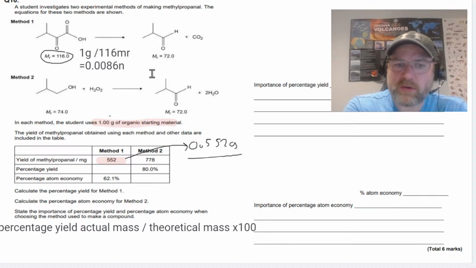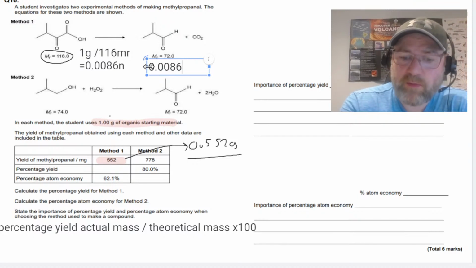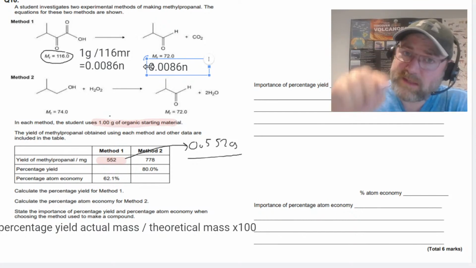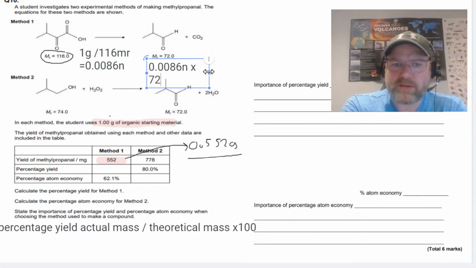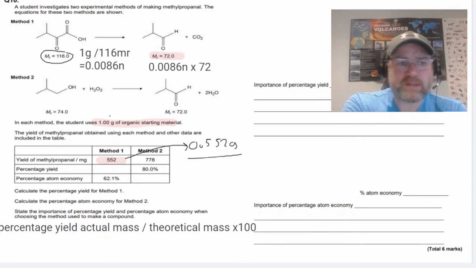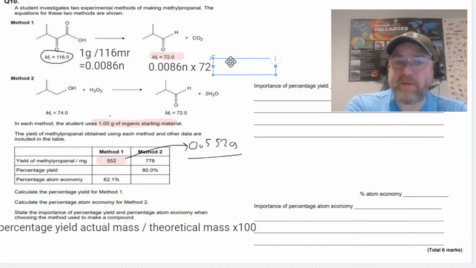What does this tell me? If I carry this out properly, I'll make 0.0086 moles of the desired product with an MR of 72. So if I want to find the mass of that, moles times MR equals mass. So let's times that by 72, as it tells us right here. If you're wondering where I got the 72 from, it tells you right here that the product has an MR of 72. And if we carry that out in the old calculator, we will find out what the theoretical mass should have been.